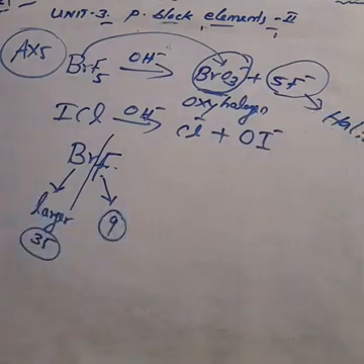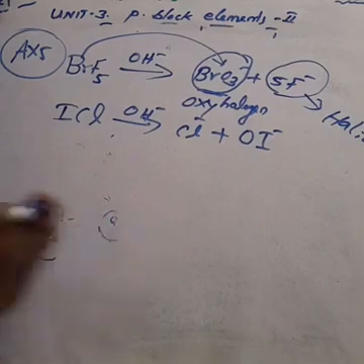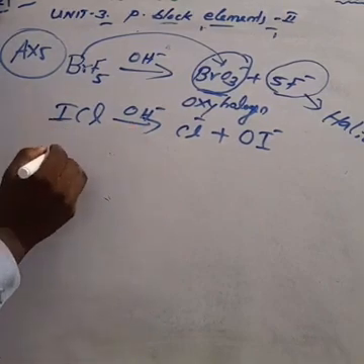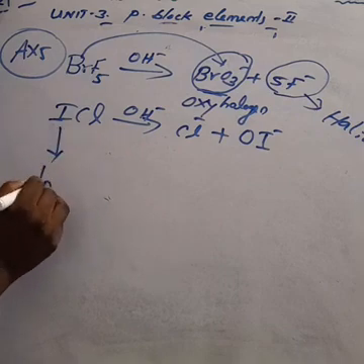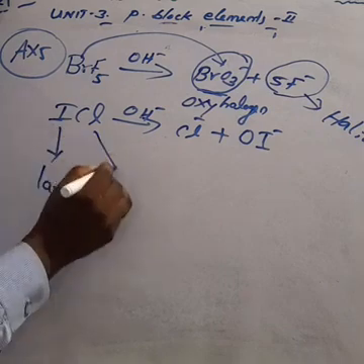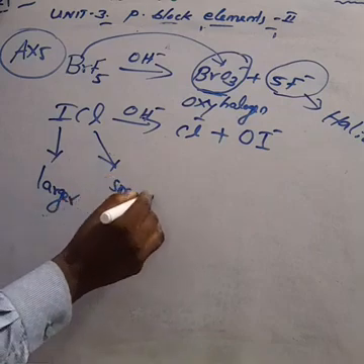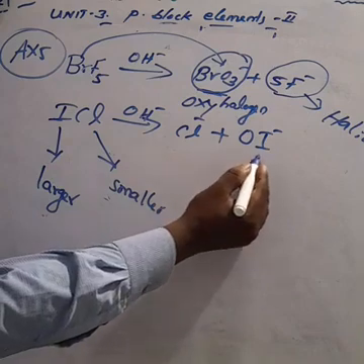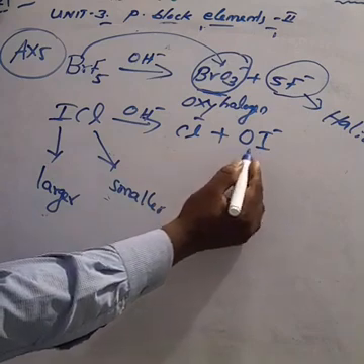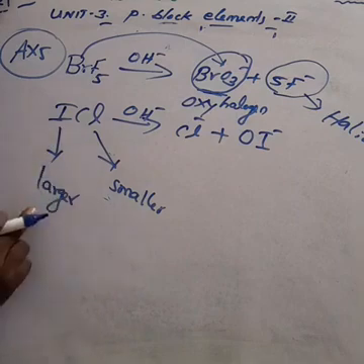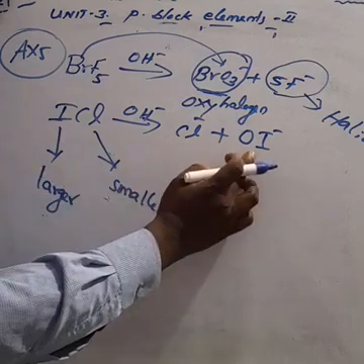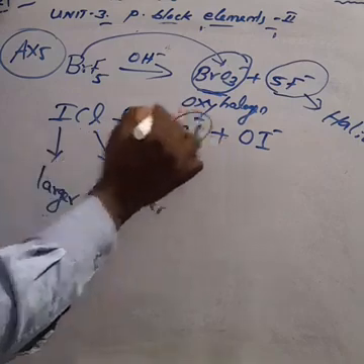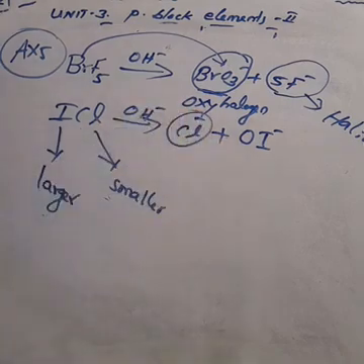Second equation is ICl. ICl is AB type. Here also we have iodine and chlorine. Iodine is the larger halogen and Cl is the smaller halogen. The larger halogen iodine forms OI minus, the hypoiodate ion, and the smaller halogen chlorine forms chloride ion, a halide ion. That is the equation.